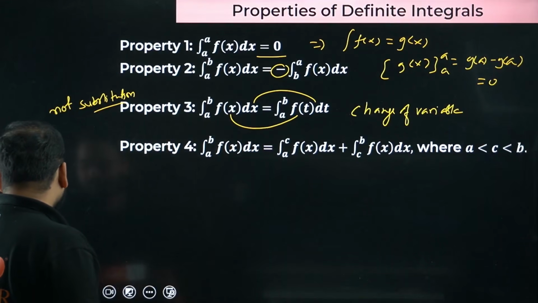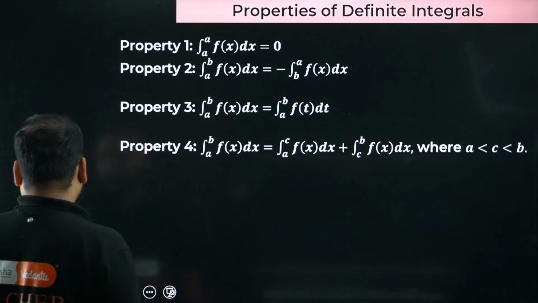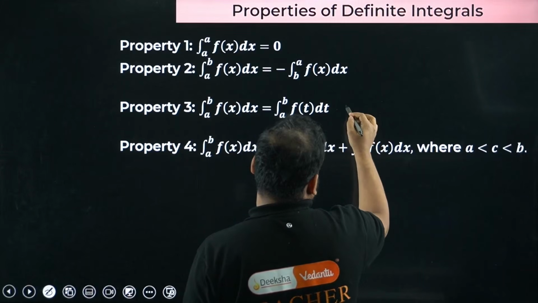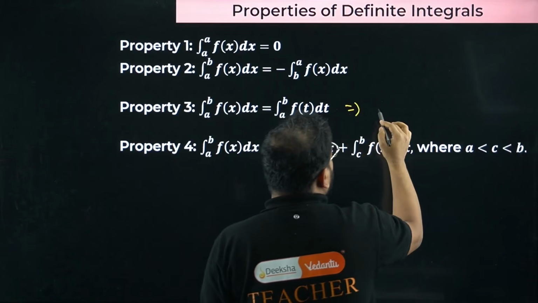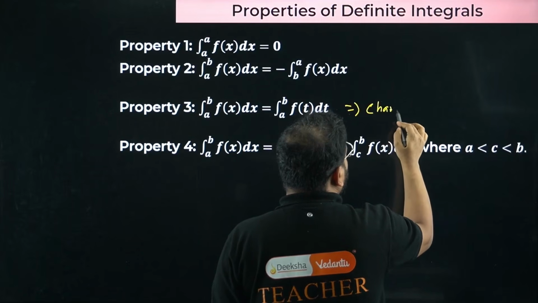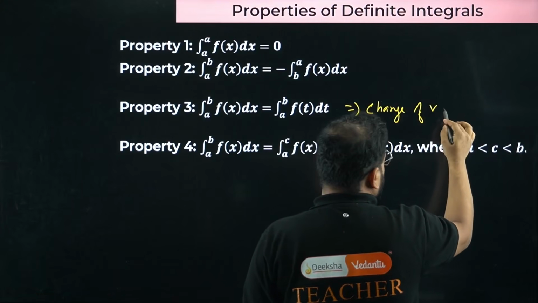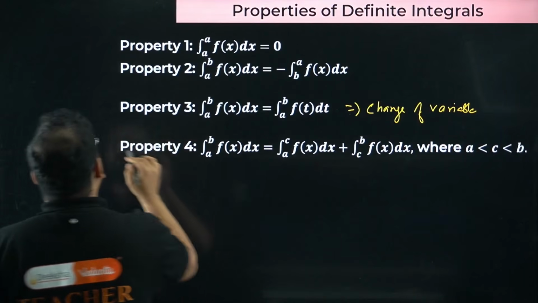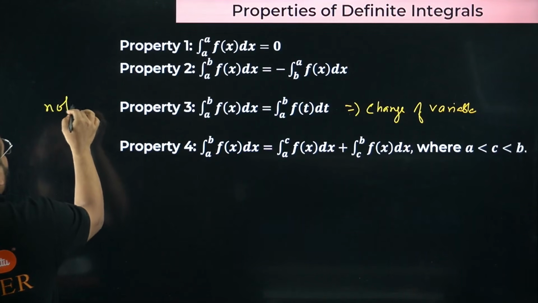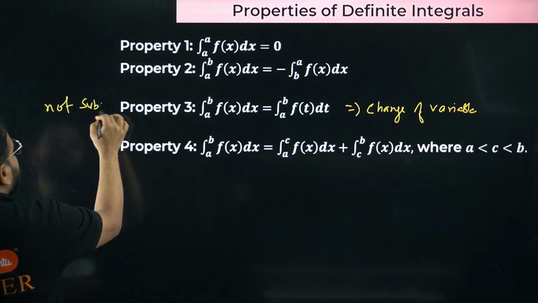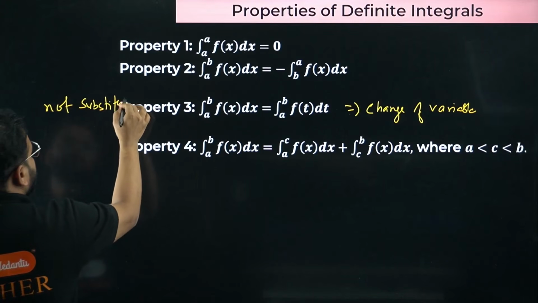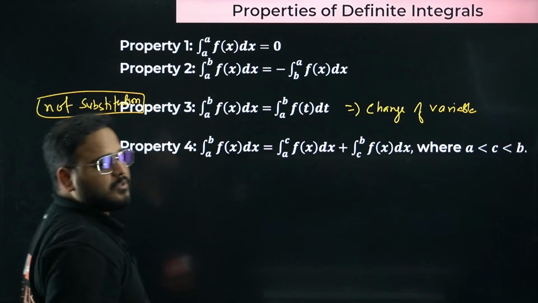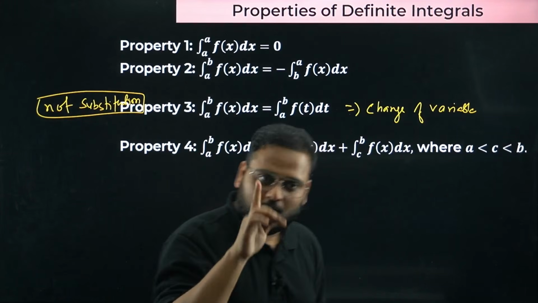I'll write it neatly. So I'll write it again. Have a look. This is change of variable, and this is not substitution. Very important to know. Not substitution. Okay, very, very important. This property is not substitution, it's only change of variable. Okay, you all agree with me?